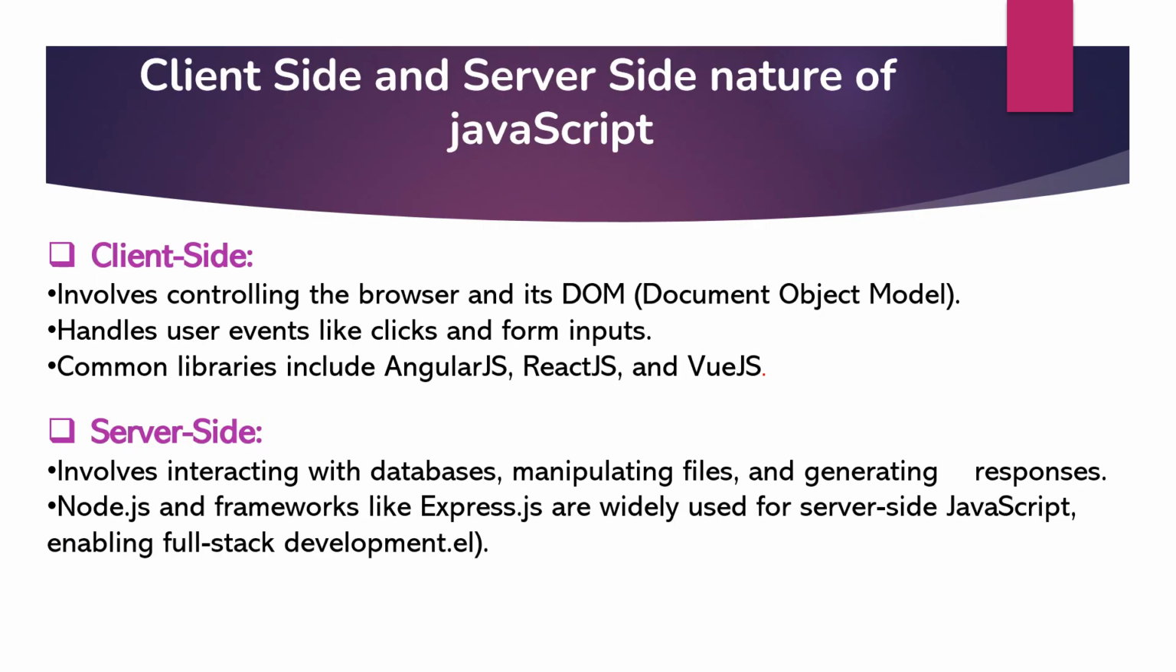Now let's look at the client side and server side nature of JavaScript. First is the client side, which involves controlling the browser and its document object model. It handles user events like clicks and form inputs. Common libraries include AngularJS and React.js, etc. On the client side, source code is visible to the user.